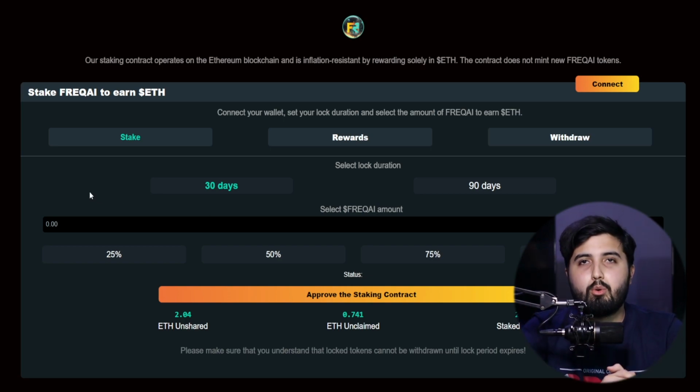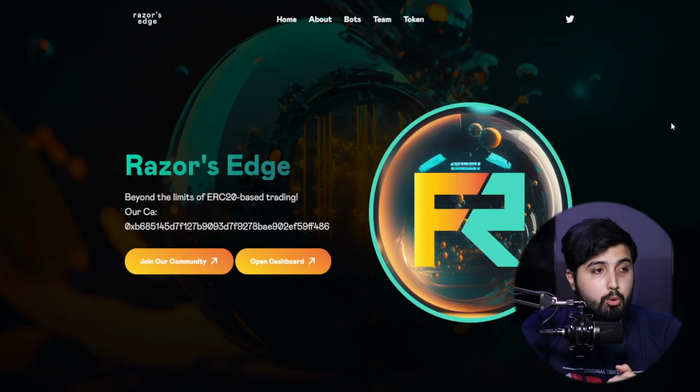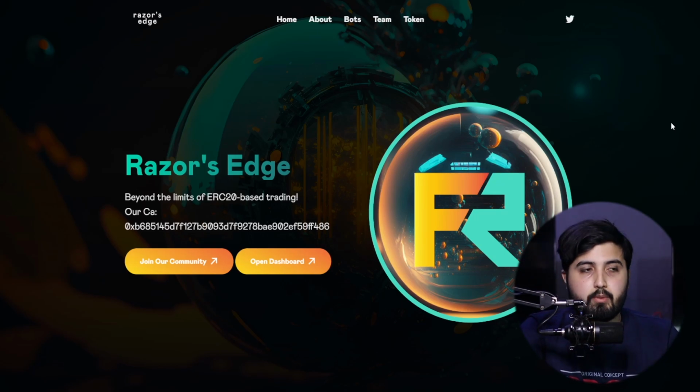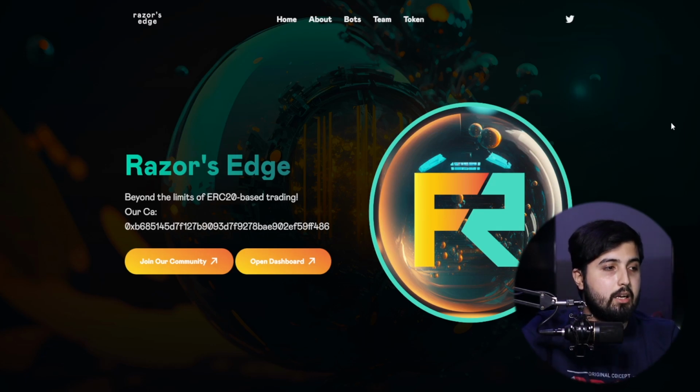Now let's summarize the whole thing. Razor Edge offers a unique opportunity for holders to benefit from the trading profits that are generated by their treasury. When a holder stakes their tokens, they can basically sit back and relax, while their Frek AI trade bots do all the work. They will constantly scrape for 2 to 5% gains, and the treasury will compound these gains over time.